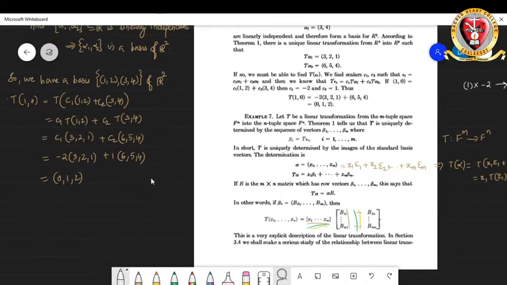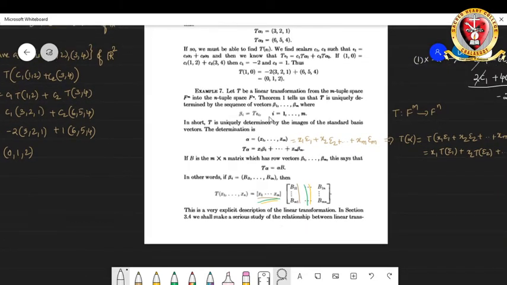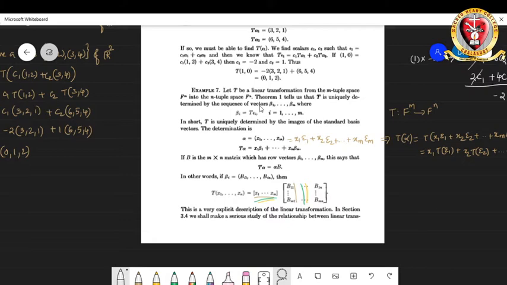That is example 6. Example 7 says that if T is a linear transformation from Fm into Fn, we know that there exists a linear transformation from Fm to Fn such that, if the vectors beta 1, beta 2, etc., beta m are considered, then the images of the elements in the standard basis are T of epsilon 1 is equal to beta 1, T of epsilon 2 is equal to beta 2, etc., T of epsilon m is equal to beta m.